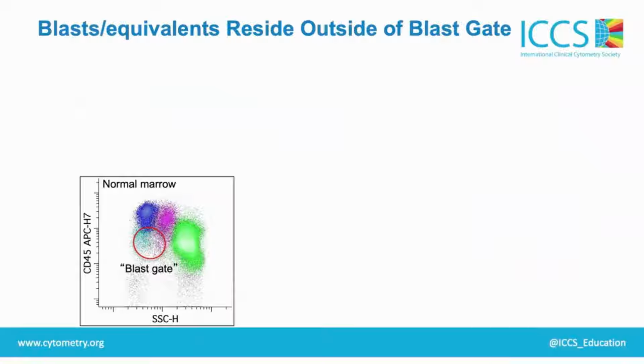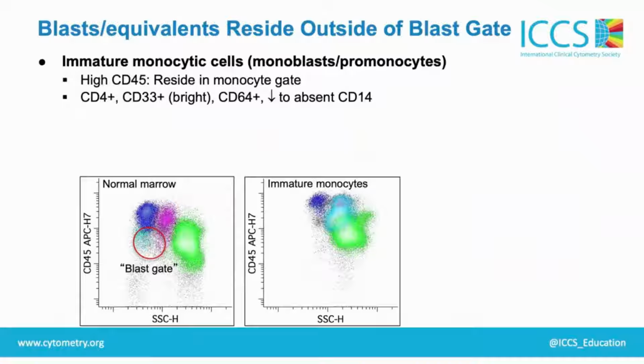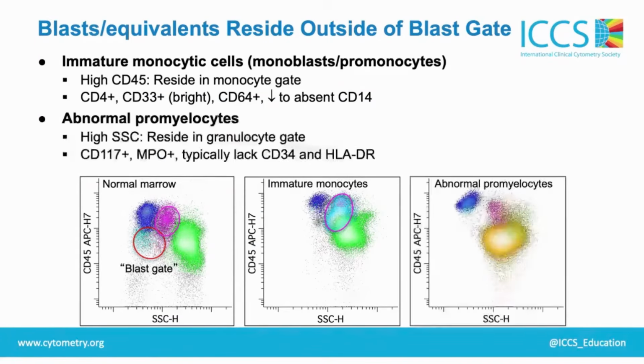There are exceptions. Immature monocytic cells in acute monoblastic or monocytic leukemia have higher CD45, overlapping with mature monocytes, so more likely appear in the monocyte gate. Abnormal promyelocytes in acute promyelocytic leukemia have a high size scatter, so more likely appear in the granulocytic gate.